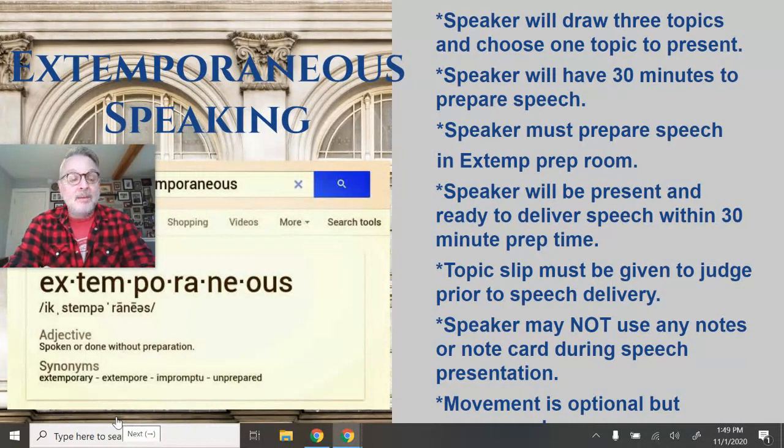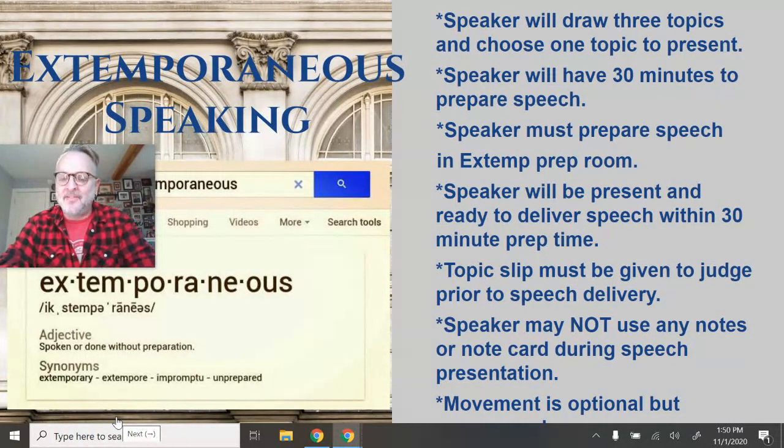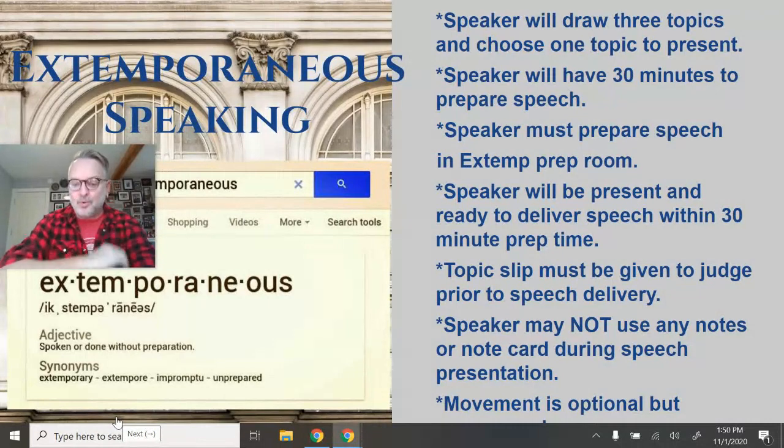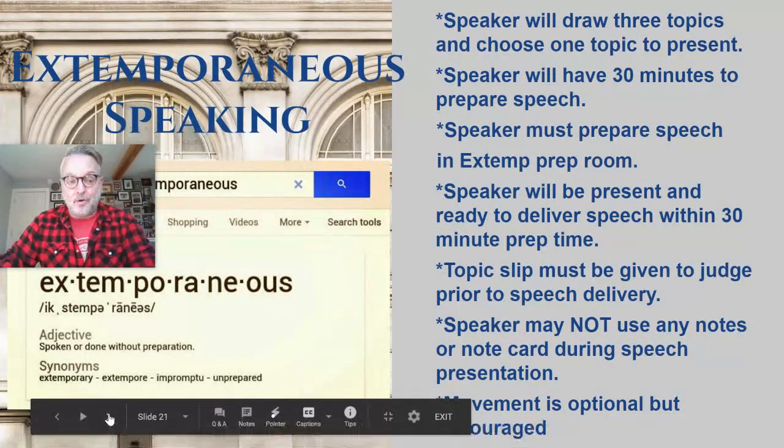So memorize the oratory outline, make sure you understand it. Metaphor takes it to that higher level of thinking. If you can get that, do it. If you can't, don't worry about it. Just make sure that you've got solid evidence for each point that you create, and then go from there. Your movement is optional, but we do encourage it just in regards to platforming.